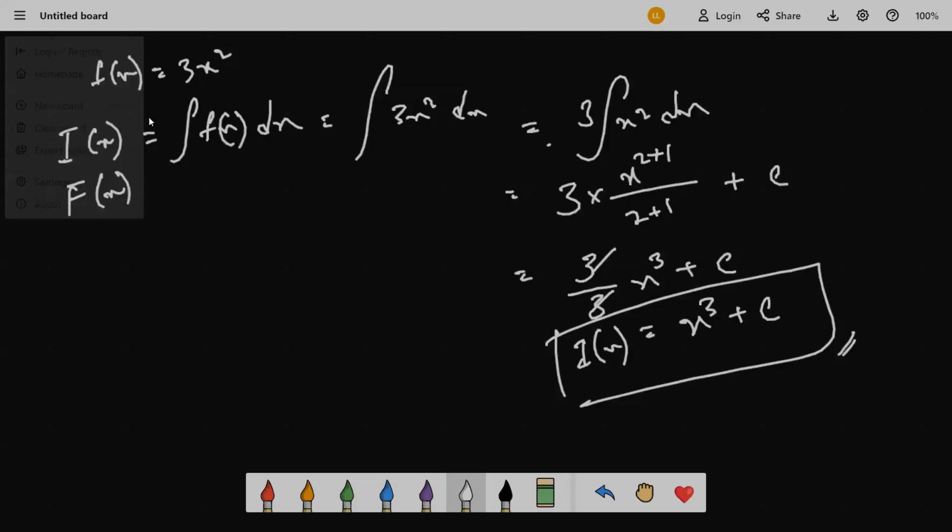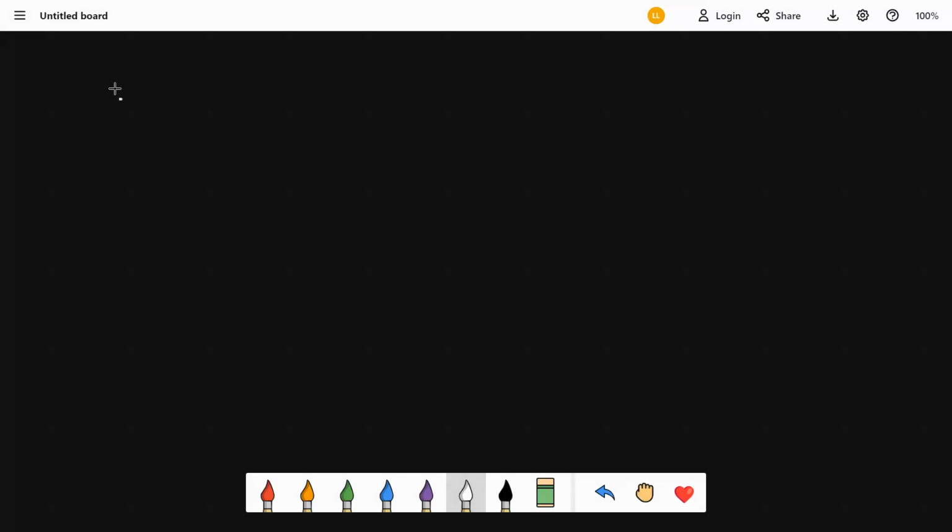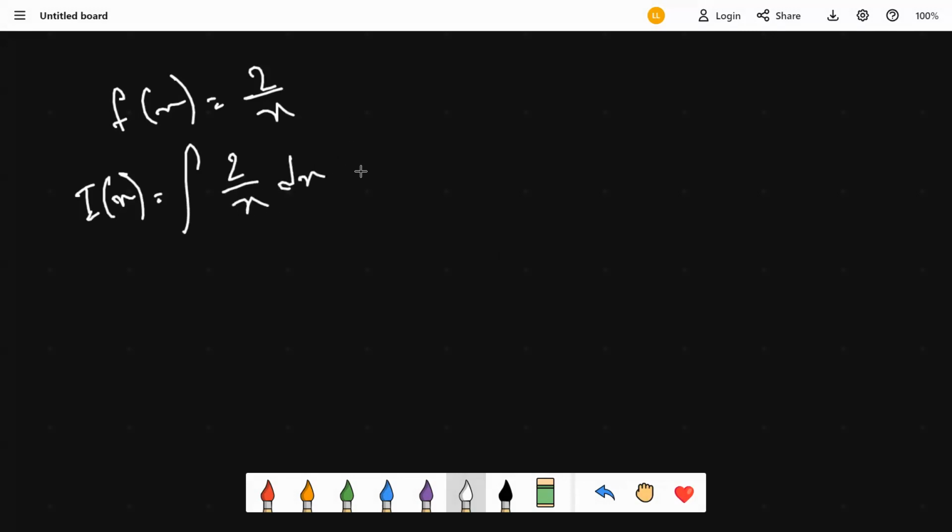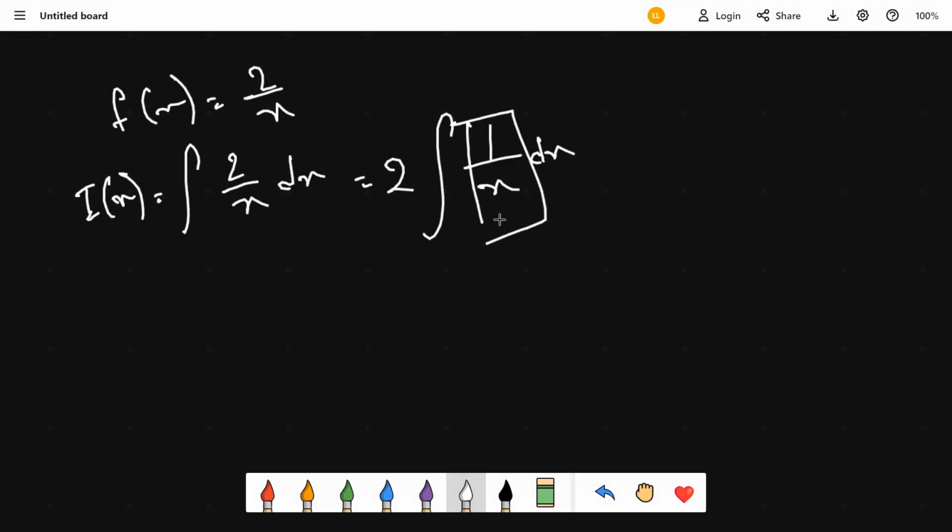Okay, now moving to the next one, we have f of x as 2 by x. Now, again, finding the integrated value of this function with respect to dx, what can be said about this function? Since 2 is a constant, we can bring that 2 in front. We can have 1 over x there. Now try to recognize this type of expression.